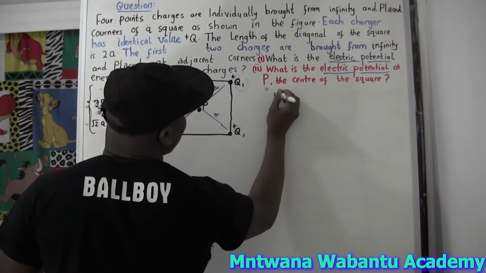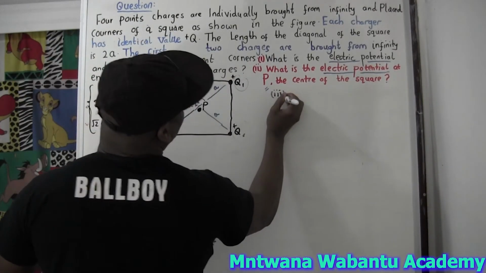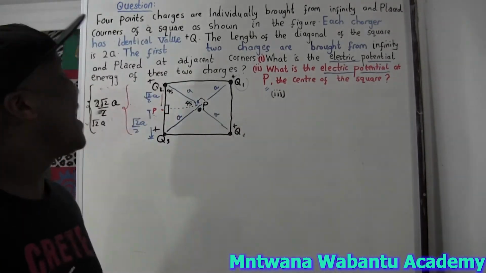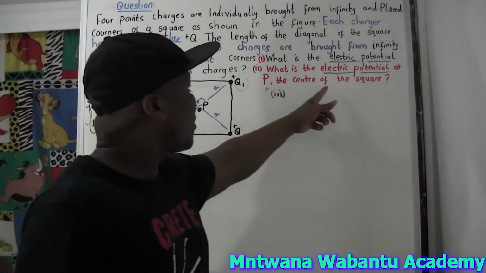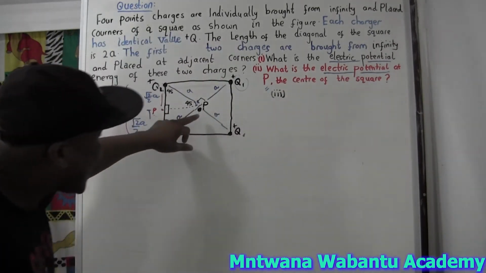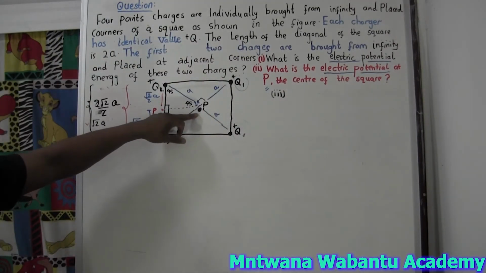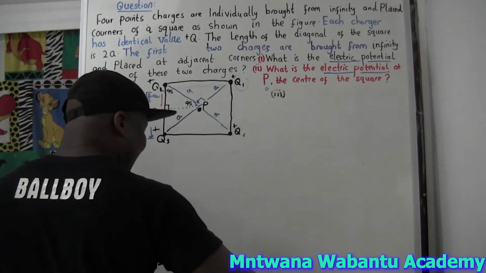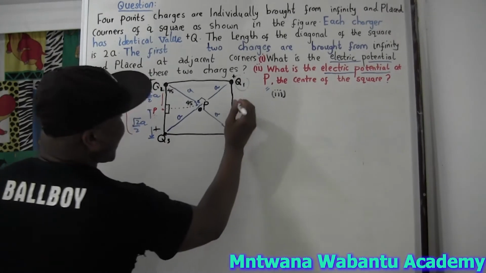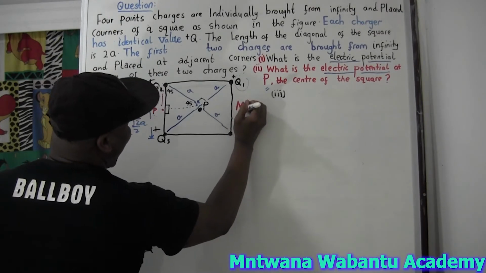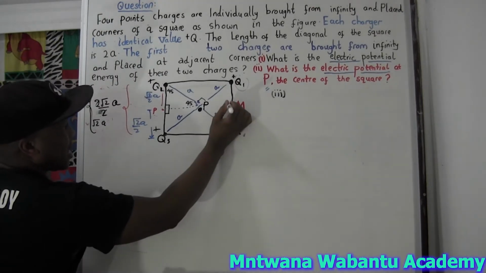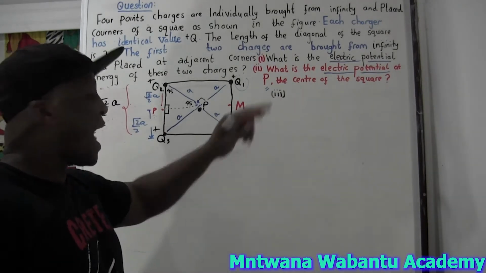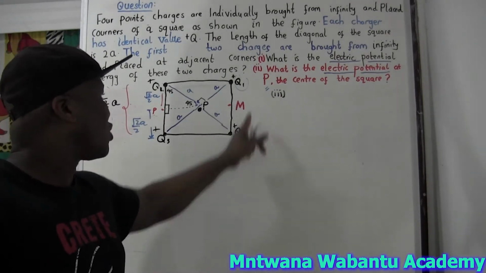Let's call this question number 3. The first question was electric potential energy, and the second one was electric potential at P. Now let's say somebody places point M here between the 2 charges. Now they say find the electric potential at point M between the 2 charges.